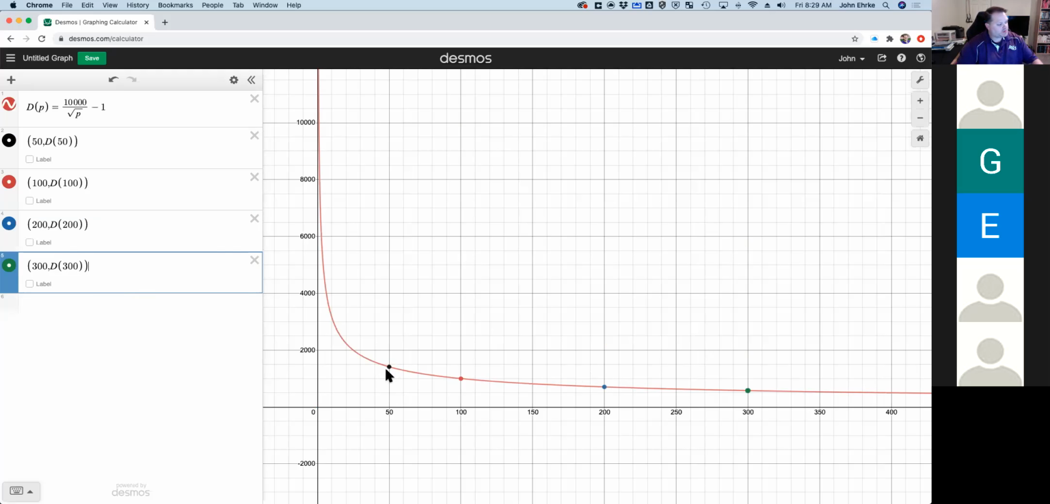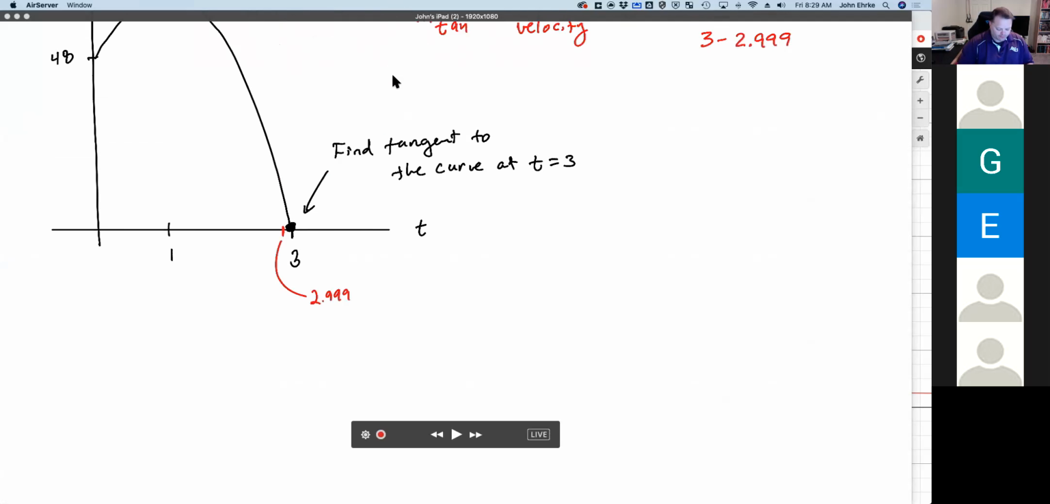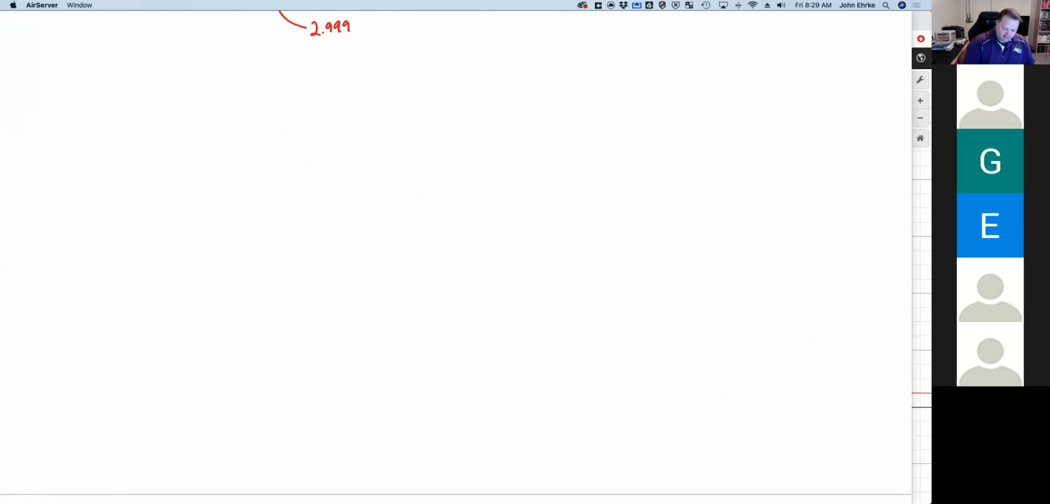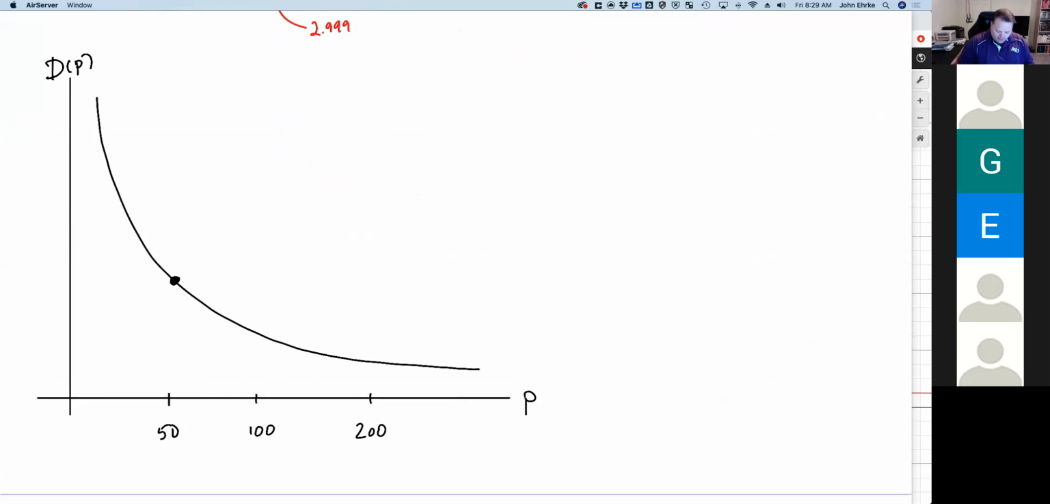And in fact, this will probably be better if I actually just sketch this out. So let me go to iPad here real quick. Let me sketch this out for you. We've got the function which looks like this. So you've got price, and then the demand is a function of price as the y-axis. The graph does this. At 50, you've got this point here, then at 100, 200, and on around to 300.